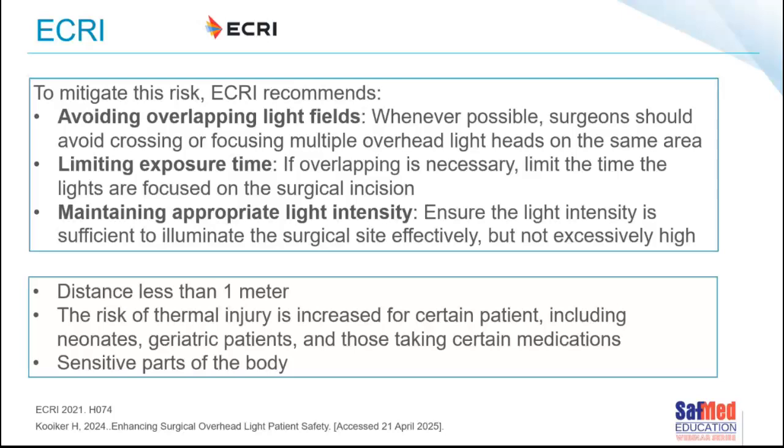And then maintain the appropriate light intensity. So ensuring that you have the right amount of light that you can see properly, but that it's not excessively high. It always makes sense to start low, start with the lower light, and then increase the intensity as you go along. We've learned already about the distance being 1 meter. If you're reducing the distance between the patient and the light head to less than 1 meter, you're increasing the risk. We know that the risk of thermal injury is increased for certain patients, including neonates, geriatric patients, patients taking certain medications, and these sensitive parts of the body as well. And we now know that the inguinal region, based on these two case reports, is definitely an area that is quite sensitive to light.